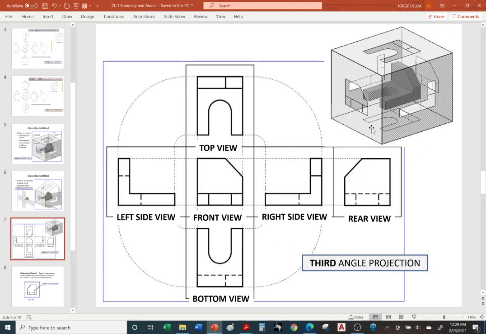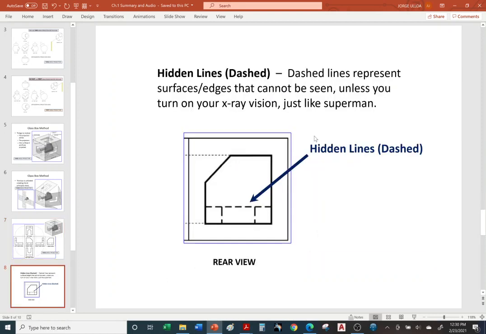If we go back, here's that edge I'm referring to, and the slot or this partial slot. So if you're standing behind the glass box, again, you cannot see the edge nor the slot. That's what we're getting here. So imagine you turn on your X-ray vision and you're able to see through iron, through steel, right? And you would be able to see the edge and the slot. And we represent it with dashed lines. So these are hidden features that we cannot see, but we do know that they are there.